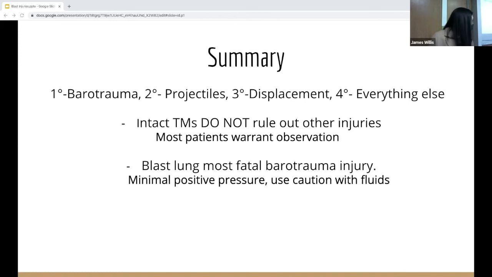Remember that intact tympanic membranes do not rule out other injuries, and most patients are going to warrant a period of observation. And that blast lung is the most fatal barotrauma injury. So manage it as ARDS, use minimal positive pressure, and be very cautious with fluids, titrate it to adequate urine output.